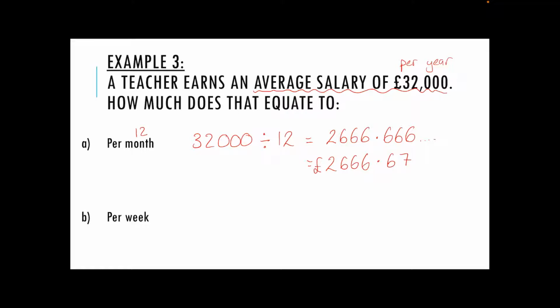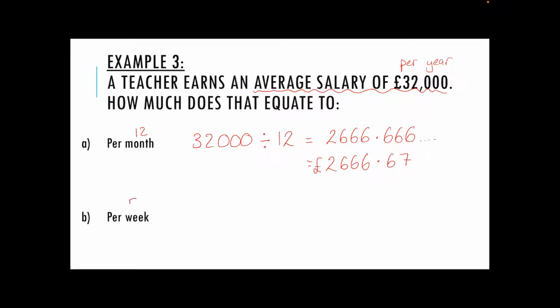If we want to work out per week, now in February there are exactly 4 weeks because our 28 days divided by 7 days in a week gives us 4, but some months have slightly more than that, so we can't just divide by 4. So we can't just divide the monthly wage by 4 because that's not going to be accurate.